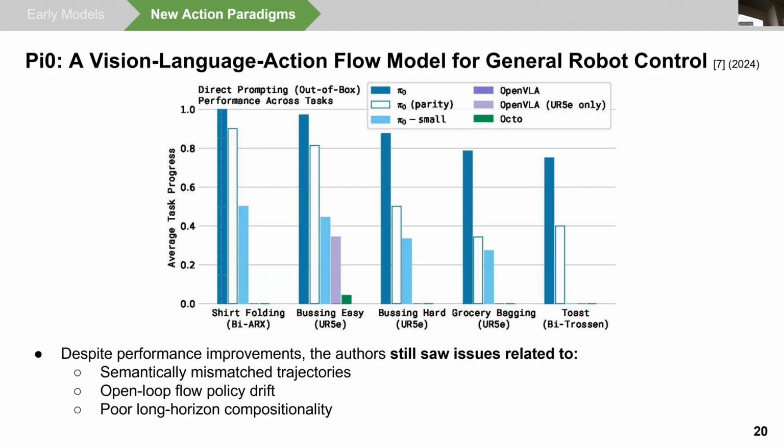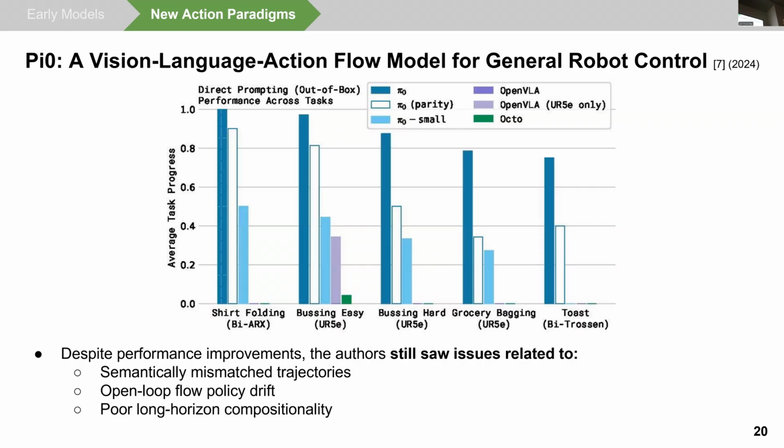Even though they saw a really good performance improvement here, they still mentioned that action language misalignment was a core bottleneck for them. So they mentioned three things. One is semantically mismatched trajectories. They noticed that the model could get confused when it had objects that are visually similar, and it would actually do the wrong set of steps going for this object that looked like the one it was supposed to get.